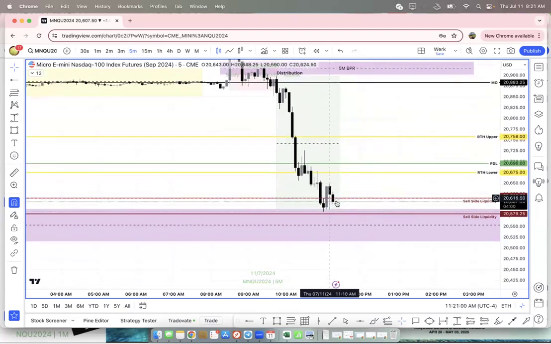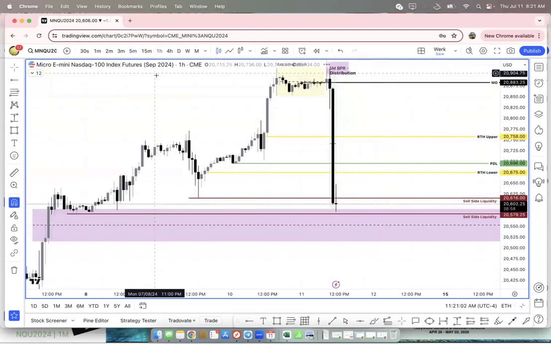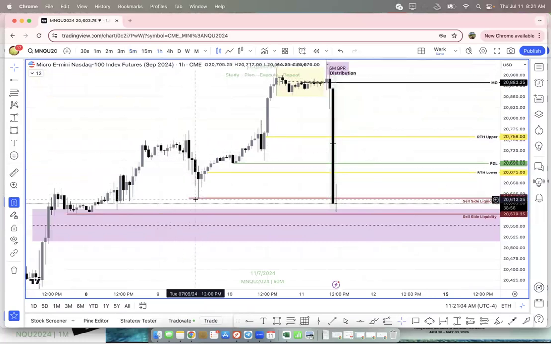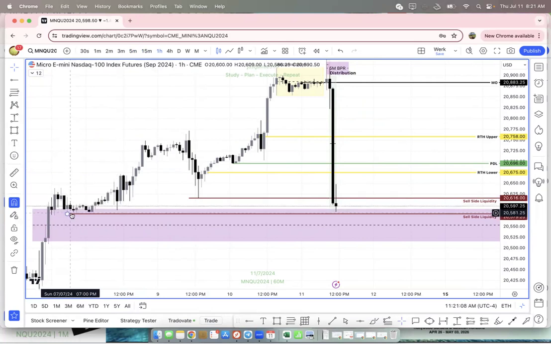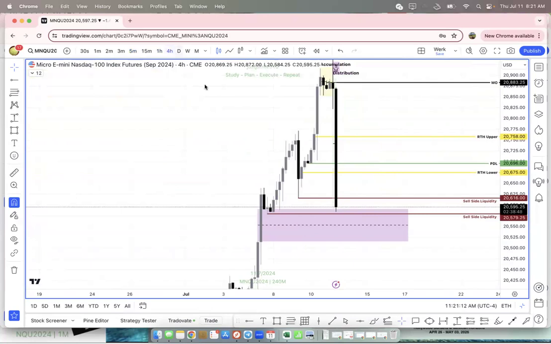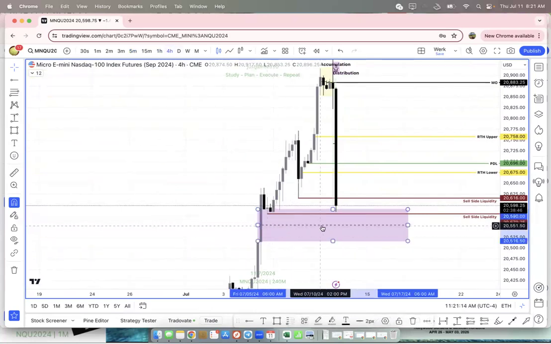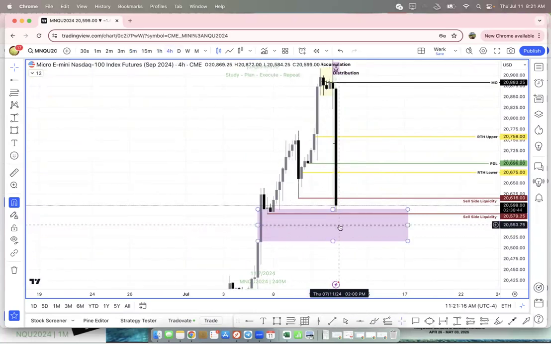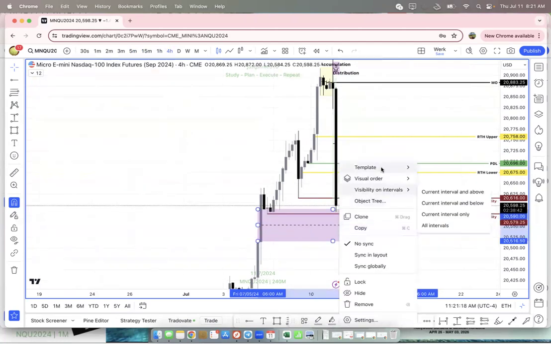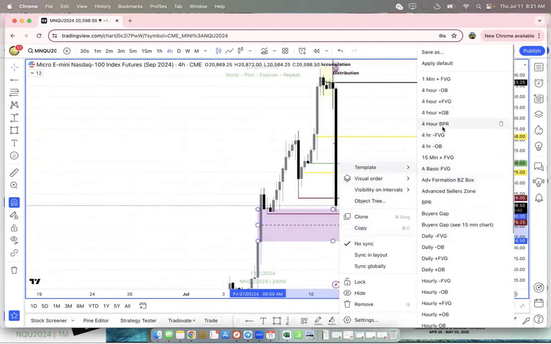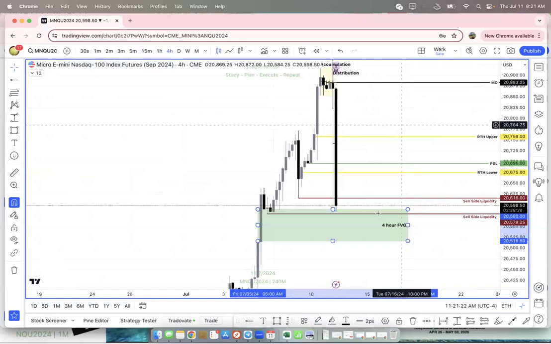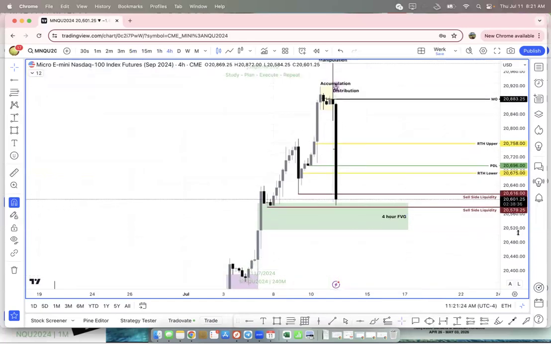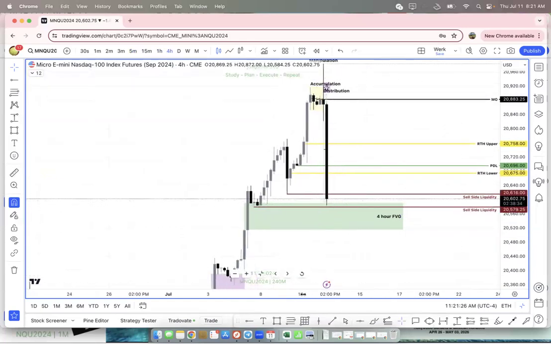And then we know we had all this sell side liquidity down here from this low right here, this low right here, and then we have these lows right here. But then this purple box, which should really be green because I like to make my fair value gaps green, it came down to a high time frame PD array.